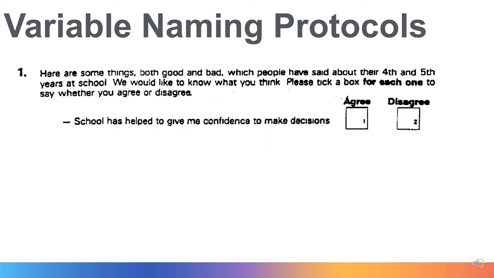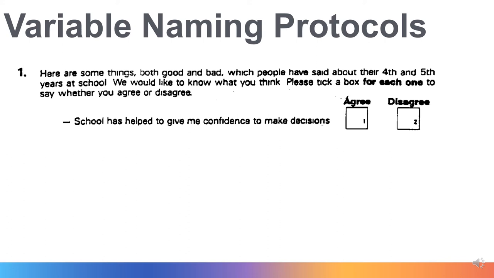However, look at this survey question. It says, here are some things, both good or bad, which people have said about their fourth and fifth years at school. We would like to know what you think. Please tick a box for each one to say whether you agree or disagree. School has helped to give me confidence to make decisions, and the pupil either agrees or disagrees.